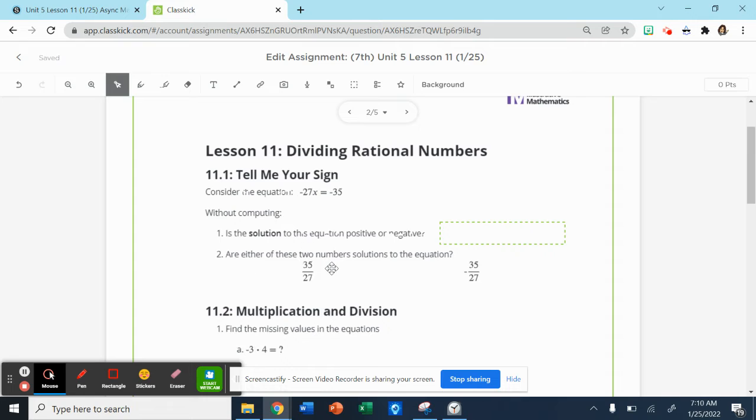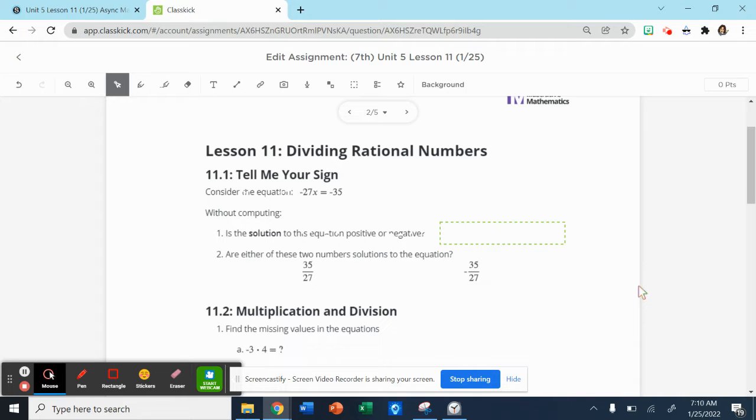And then question 2 says, are either of these numbers solutions to the equation? And you can circle one if they are the solution and cross them both out if they're not. Go ahead and pause this video and take a minute or two to try 11.1. You should have tried 11.1 on your own.